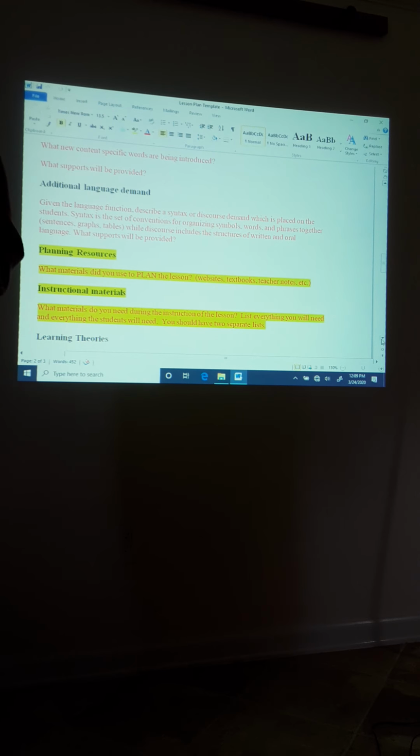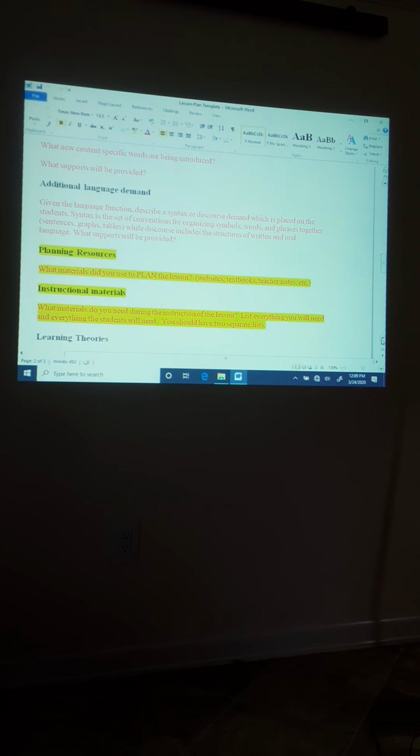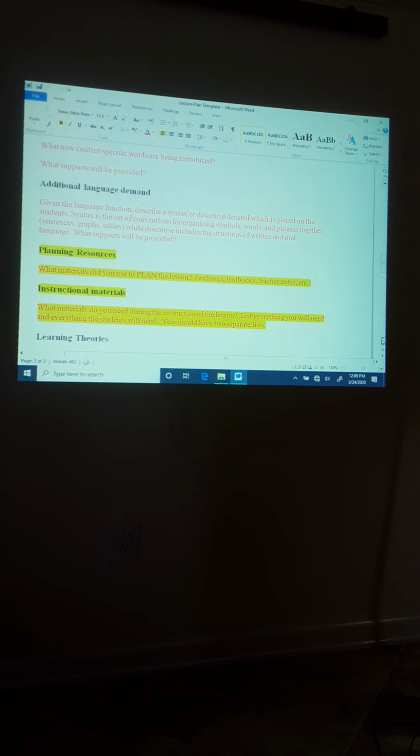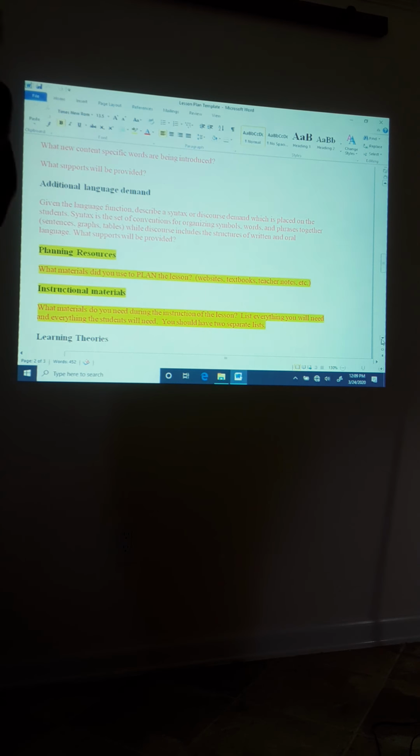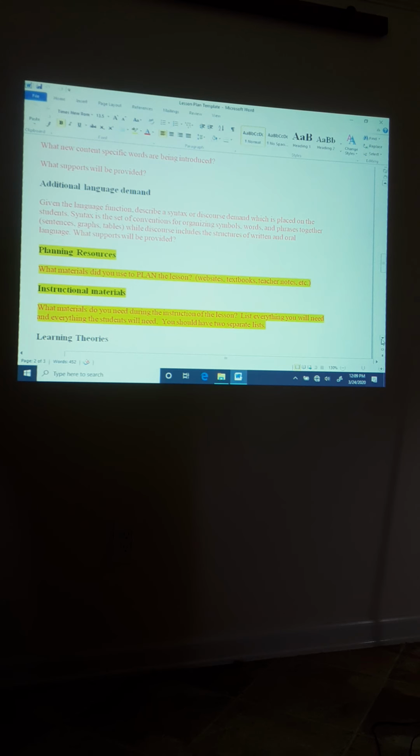Now, can you have two? Can you have discourse and syntax in the same lesson? Yes, you can. So let's go back to the Unifix cube example. Students will demonstrate they can do whatever with Unifix cubes, then they will write out the directions on exactly how they figured that out. That's both. You just have to justify it here.